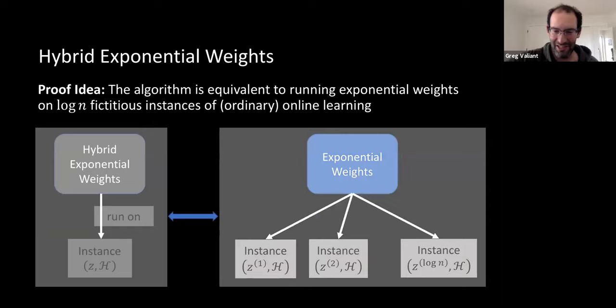The intuitive reason for this is the algorithm ends up being basically equivalent to running exponential weights on these log n fictitious instances of the ordinary online learning problem. Okay. Maybe let me end here.